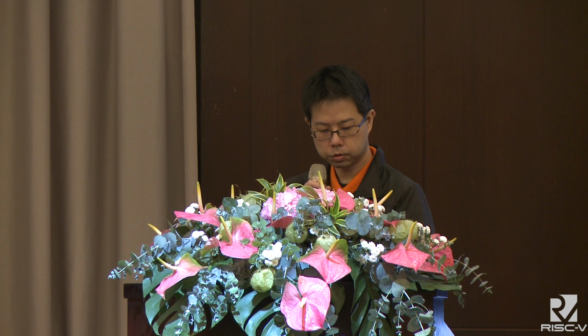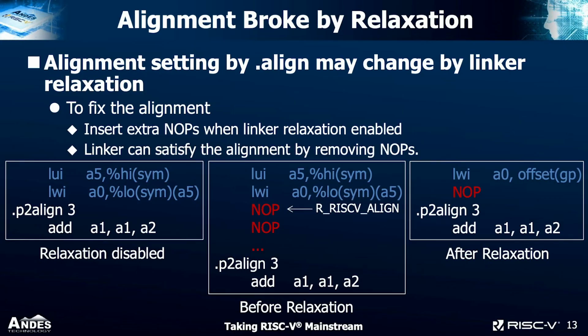To fix the issue, extra nops will be inserted, and the relocation type R_RISCV_ALIGN will be emitted. It will point to the first extra nop and also indicate the number of nops that have been inserted. So the linker can satisfy alignment by removing nops. In this case, the linker can remove nops and preserve one nop to satisfy the alignment of the add instruction.